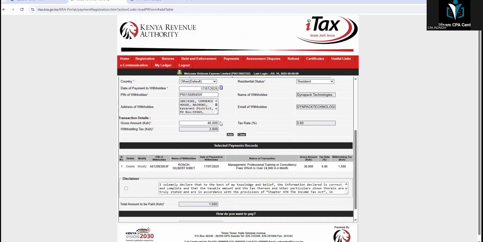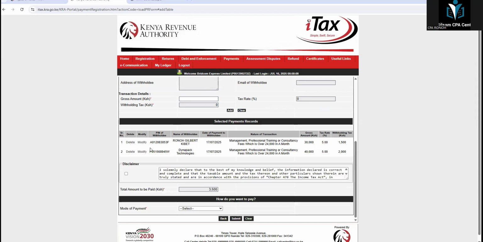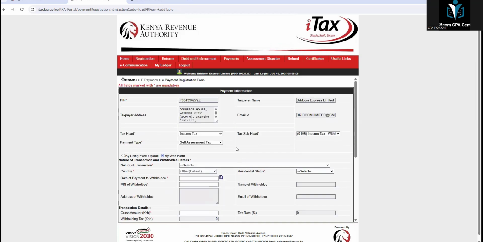transaction date or month. You can even use that one. Yeah, so you can see, you can even add up to 3 if you have that. And then just click the disclaimer here to agree. And then come here, select the mode of payment, and then submit. So that's how to pay the withholding. Very simple. That's how to pay withholding. Very simple. So any question?